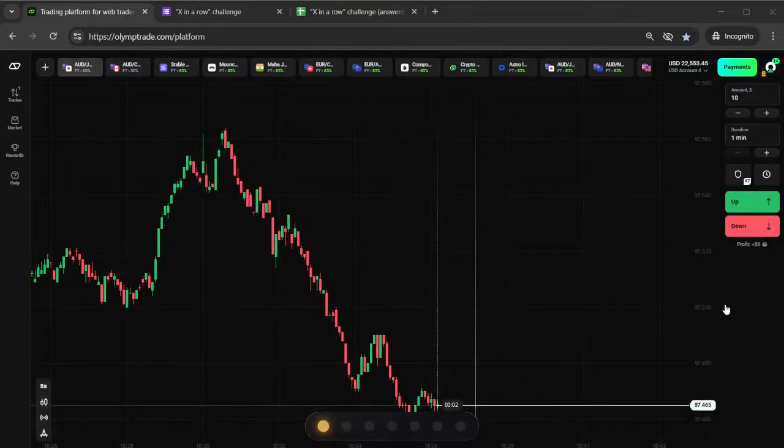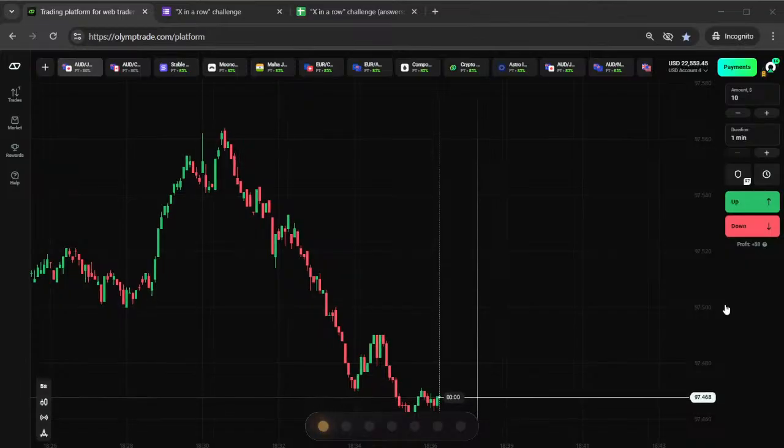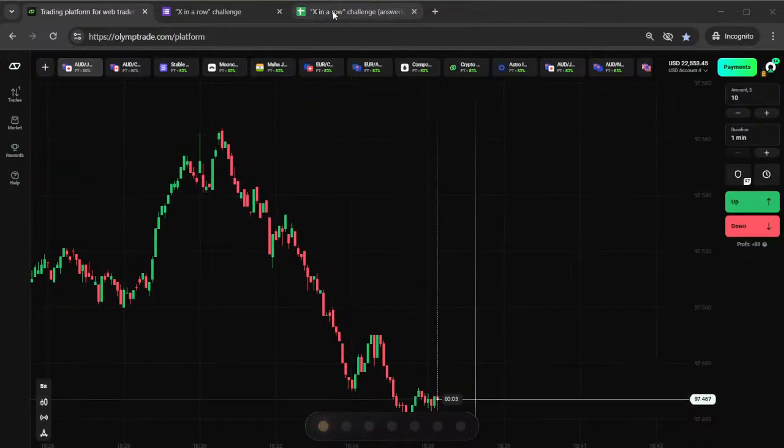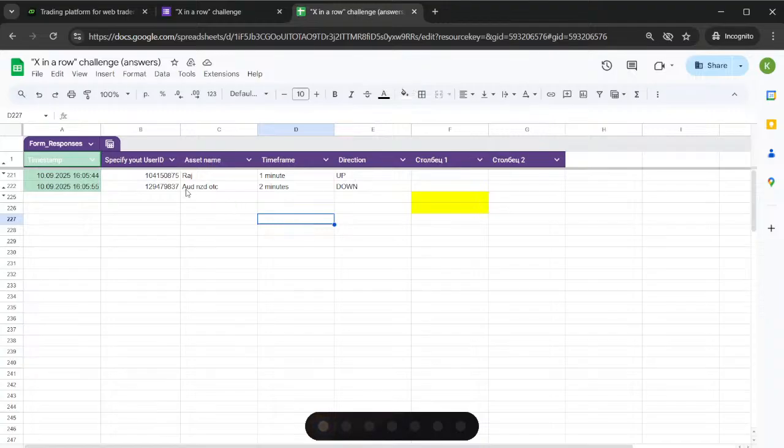Hello traders, hello to everyone. Okay, so let's kick off today's session. Let me see if I have received any signal so far. Very nice traders, very nice. This is something which I am expecting. Okay, so Raji, this is a humble request for you. You need to put your asset name, not your name, so that I can open a trade on that.